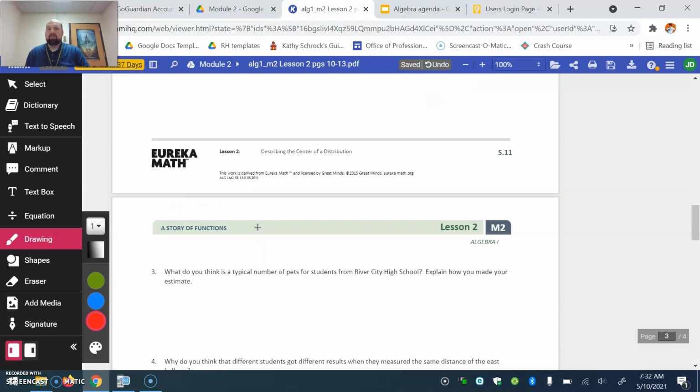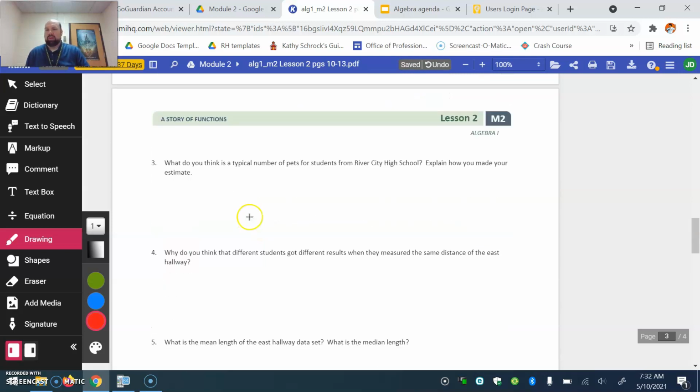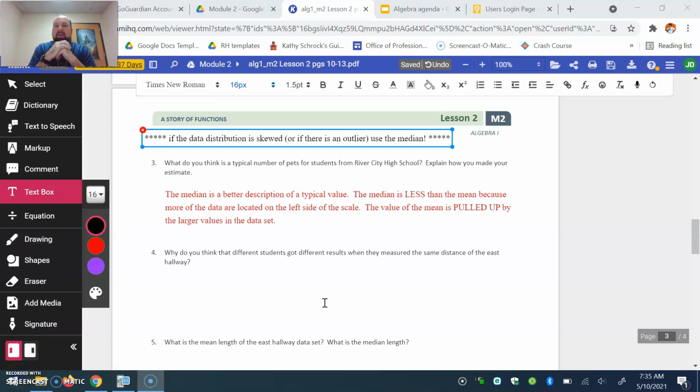Okay, let's go ahead and answer question 3. What do you think is a typical number of pets for students from Rivers City High School? Explain why you made your estimate. So here's the deal. Because this data is skewed, the median is the best. I'm actually going to type this. I'm going to pause the recording. I'm going to type it out and then I'll explain.